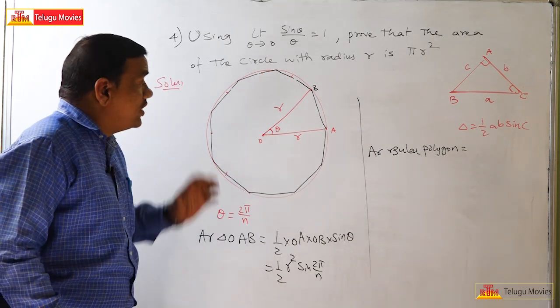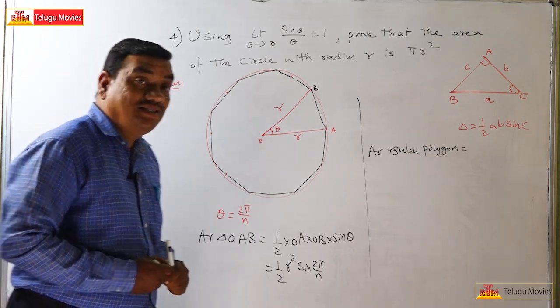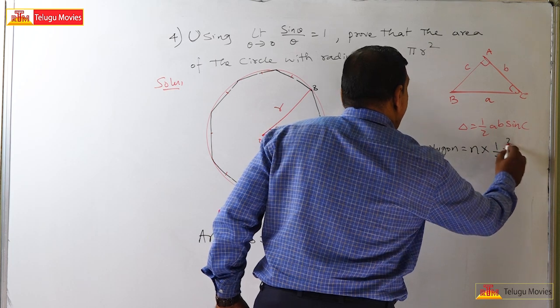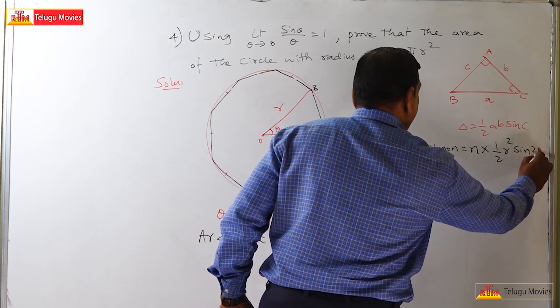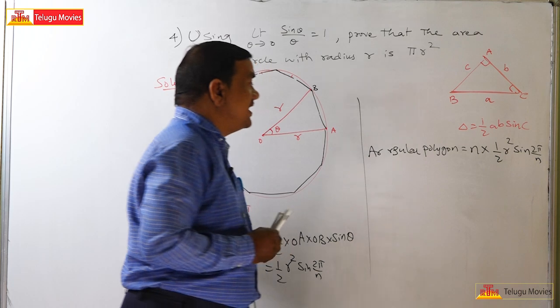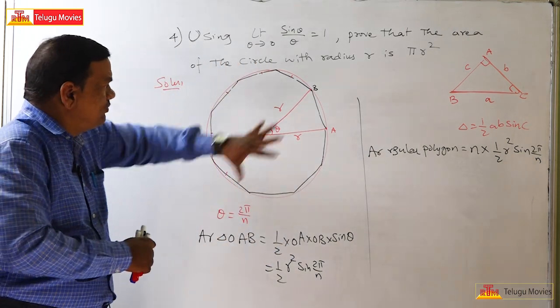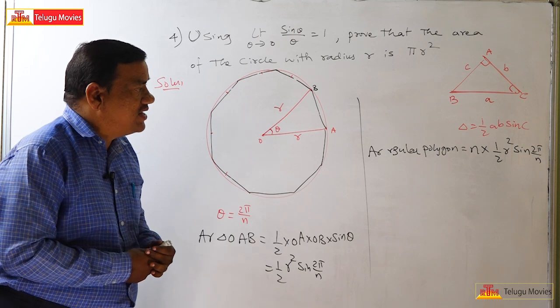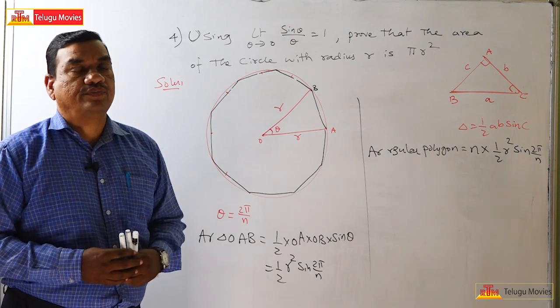Okay now. So, area of the regular polygon is n times 1 by 2 r square sin 2 pi by n. Area of the total polygon is n times 1 by 2 r square sin 2 pi by n.